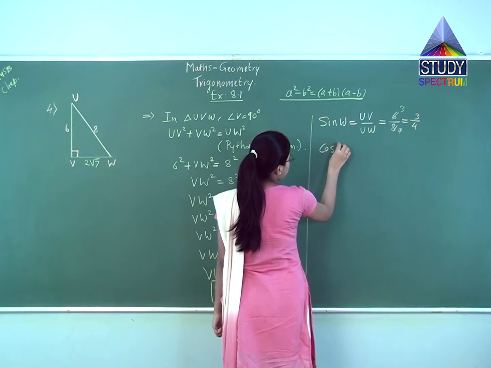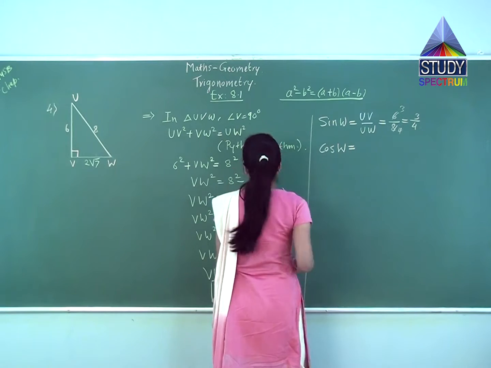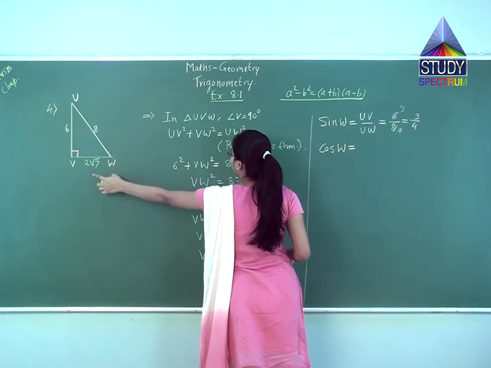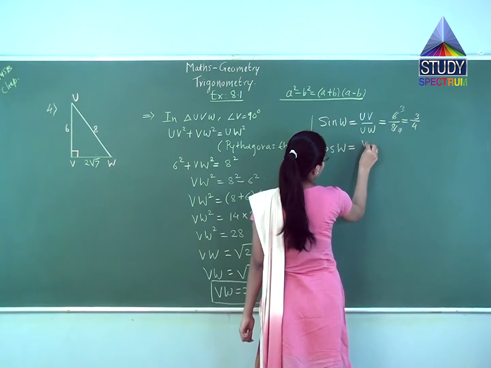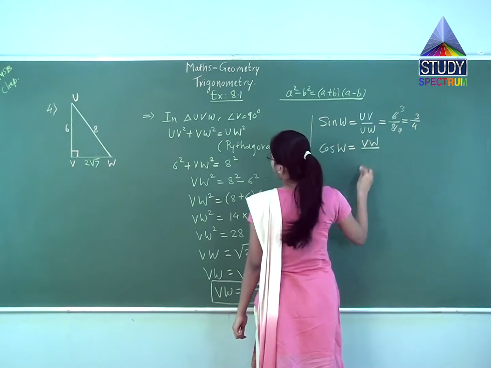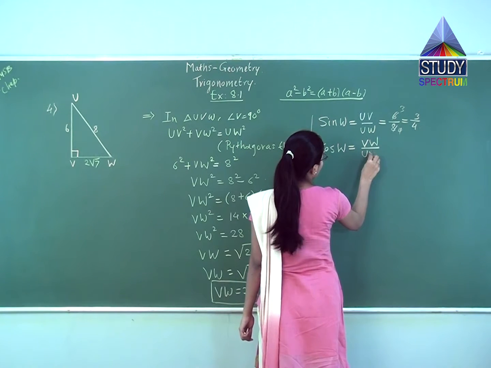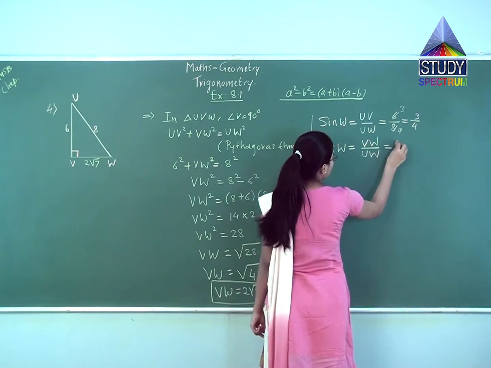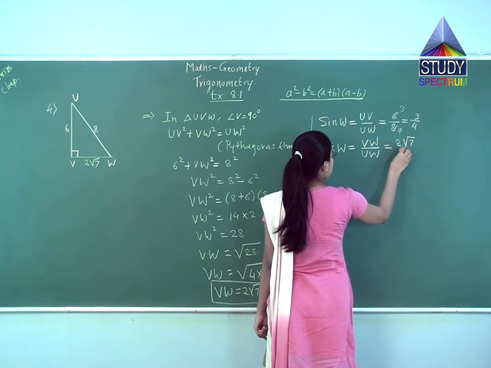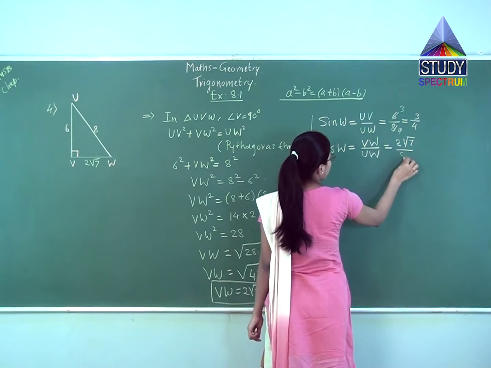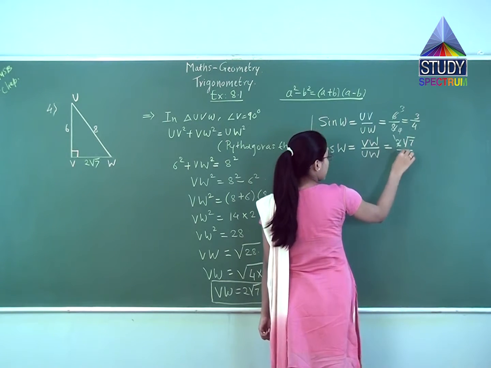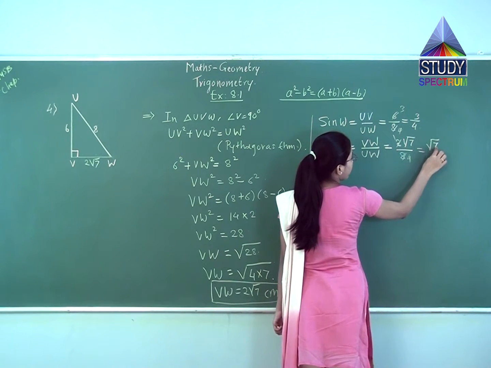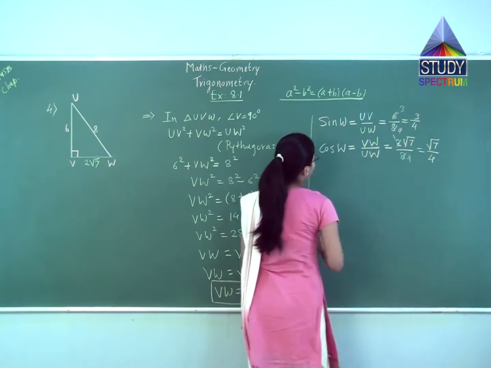Then cos W. Cos W is adjacent side upon hypotenuse. So adjacent side of W is VW. Hypotenuse UW. So VW we have 2 root 7 and hypotenuse 8. So 2 1s are 2, 2 4s are 8. So root 7 upon 4.